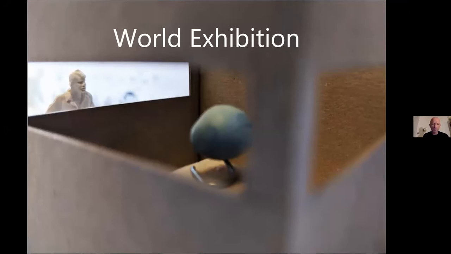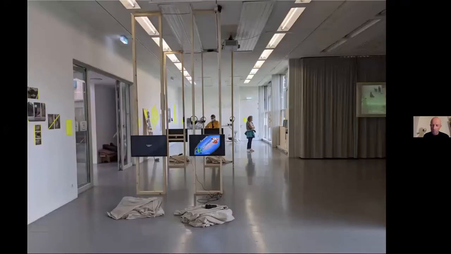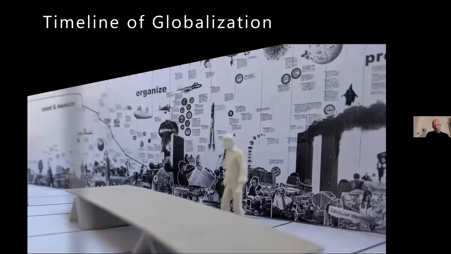as a space. This is the exhibition space with the different exhibition pieces. This is the space in a picture. And this is the first exhibition piece we will show. It's the timeline of globalization.